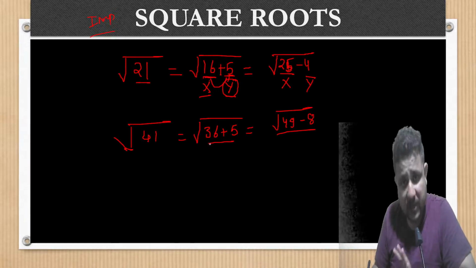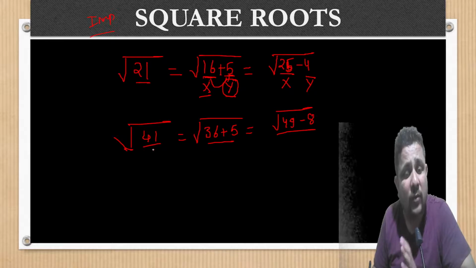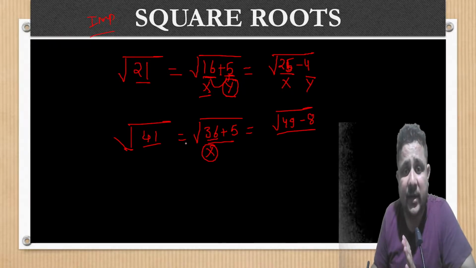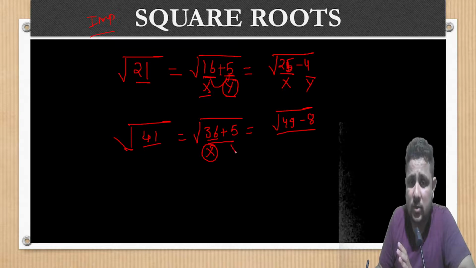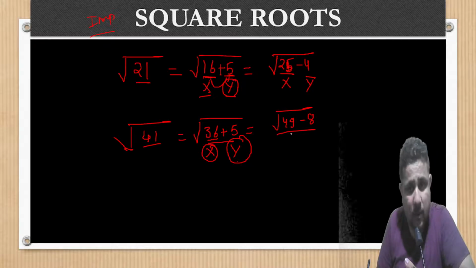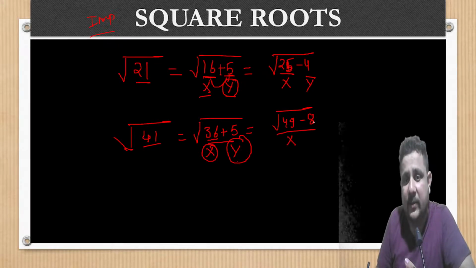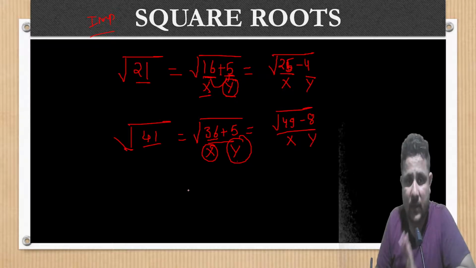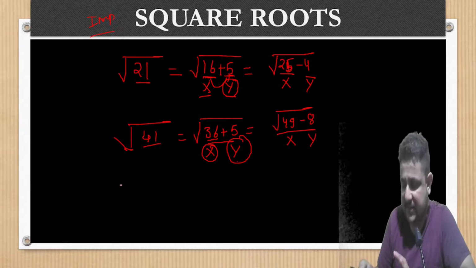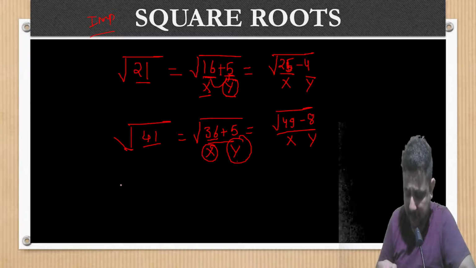So here, before 41, what was the perfect square value? 36. So this is x, the perfect square value. And how much do I need to add to 36 to get 41? Plus 5. So this extra remaining part is y. Here also, which perfect square value will come after 41? 49. So this is x, and the rest which I need to subtract is y. So x and y, I hope this is clear to you. Now you need to understand how we will use this.